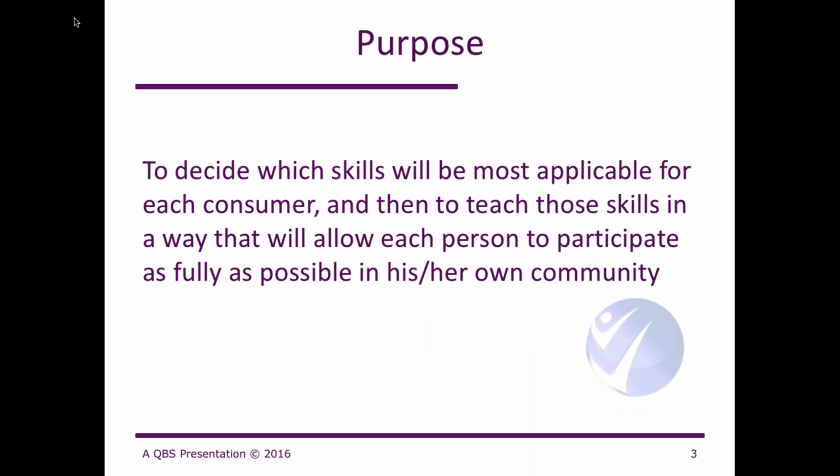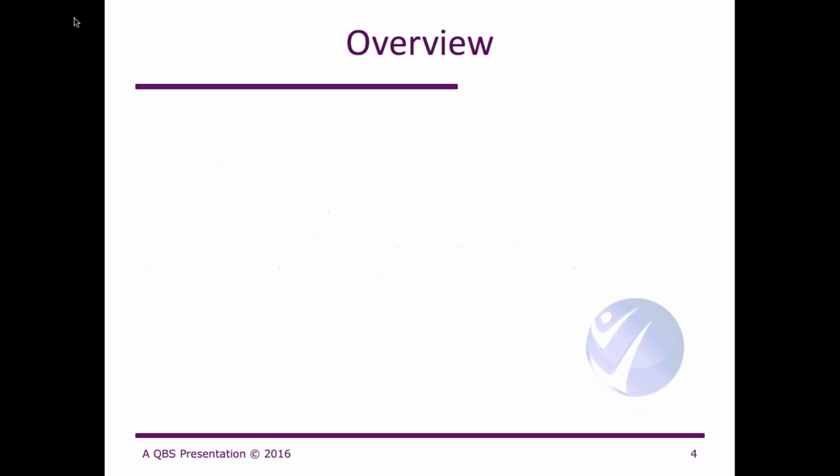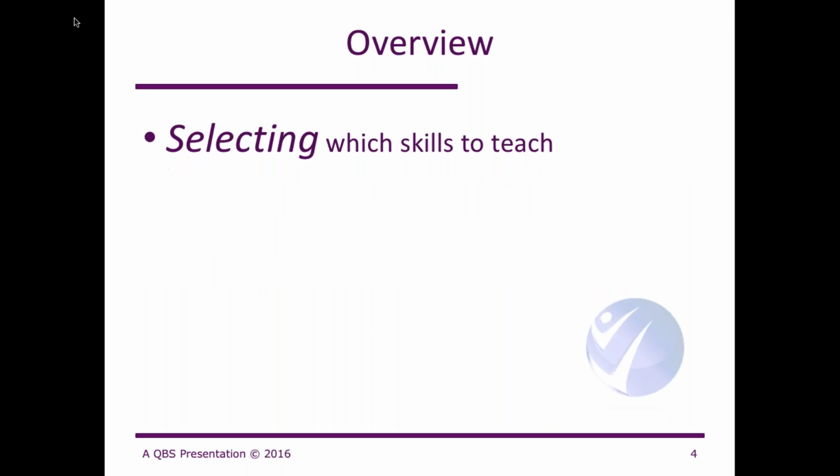The purpose of our training today is to decide which skills are most appropriate for each consumer and to teach those skills in such a way that will allow each person to participate as fully as possible in his or her own community. So today we'll be talking about selecting which skills to teach. What is the most useful skill for the client? What skills do they use most often? And also important to consider the consumer's preferences.